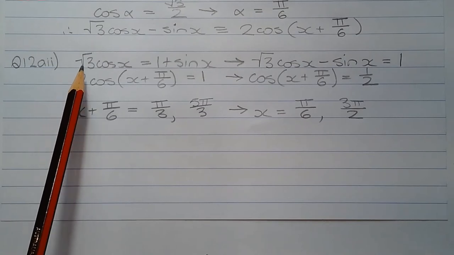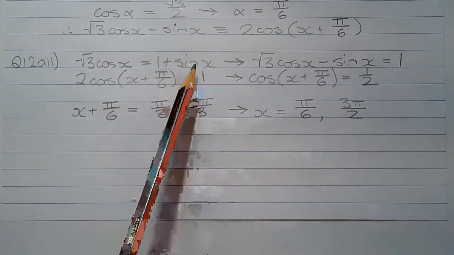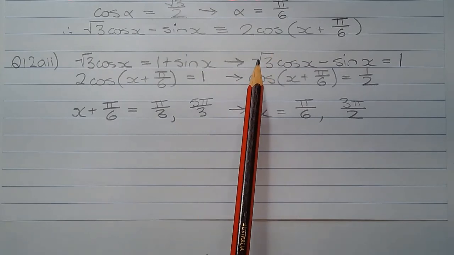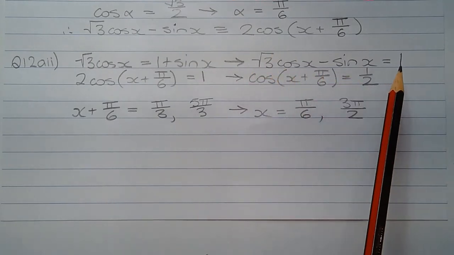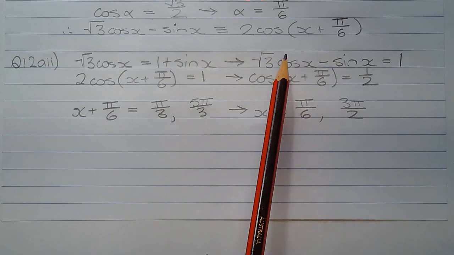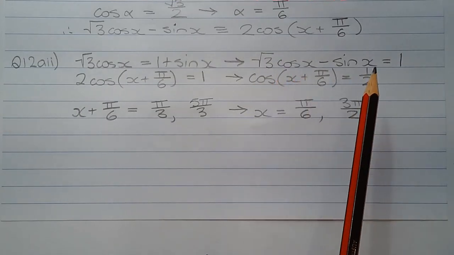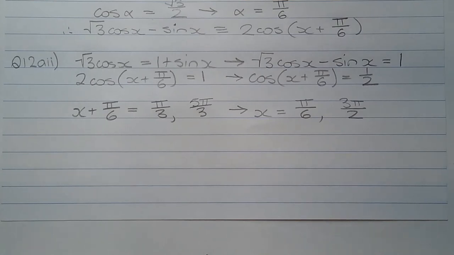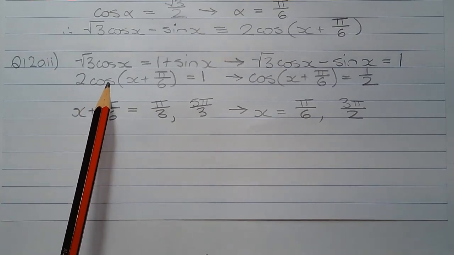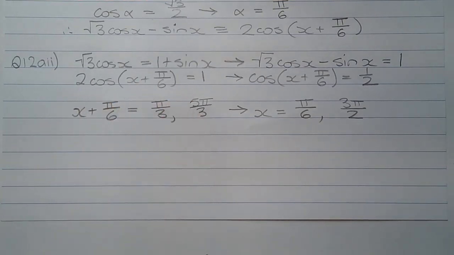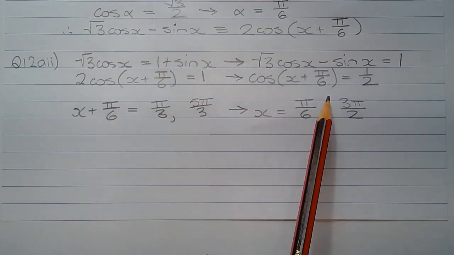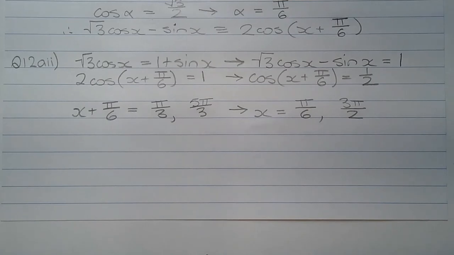Rearrange the equation root 3 cos x equals 1 plus sine x by subtracting sine x from both sides of the equation. So the equation now becomes root 3 cos x minus sine x equals 1. Now from part 1, root 3 cos x minus sine x is identical to 2 cos of x plus pi over 6. So now we can solve the equation 2 cos of x plus pi over 6 equals 1. Dividing both sides of the equation by 2, we have cos of x plus pi over 6 equals half.